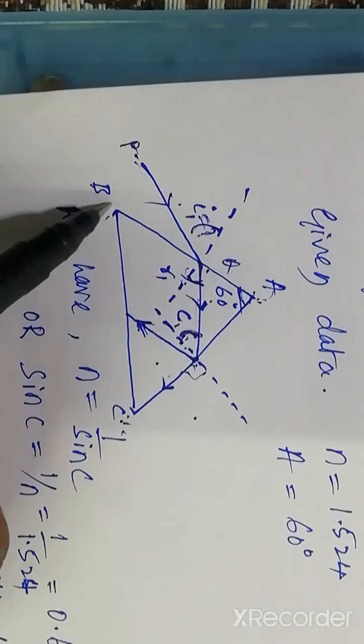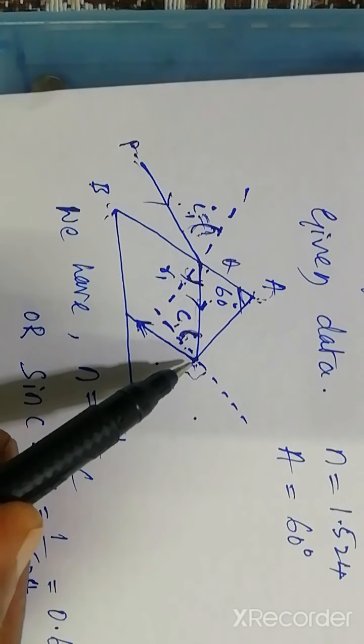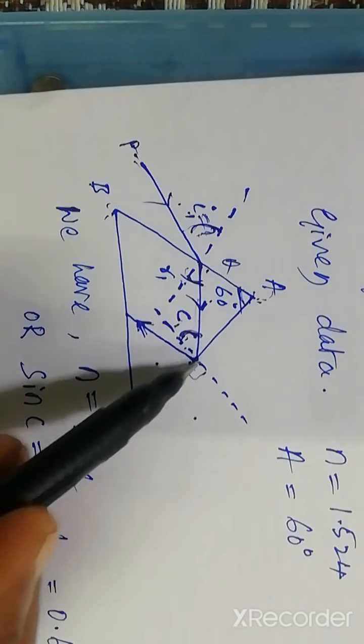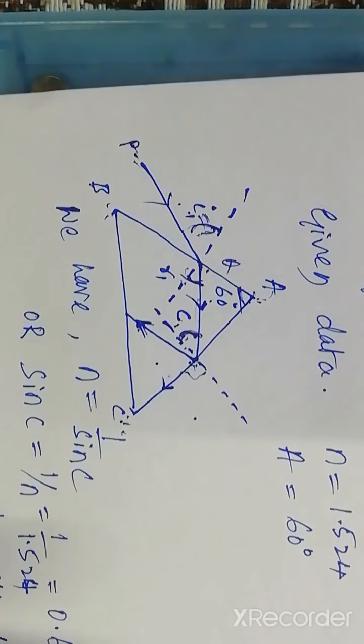So if light is incident at the interface AB at an angle of 30 degree, then what happens here? The light suffers total internal reflection at the other face AC.